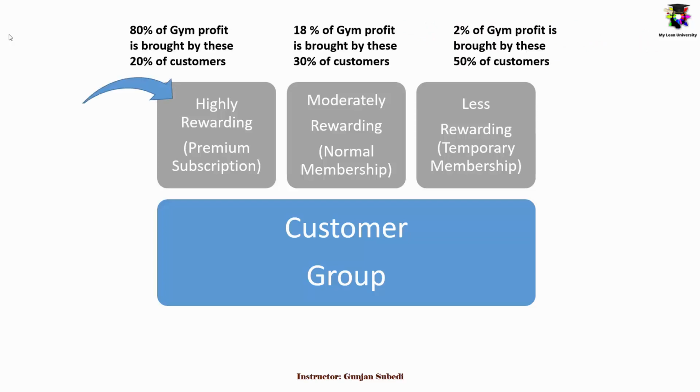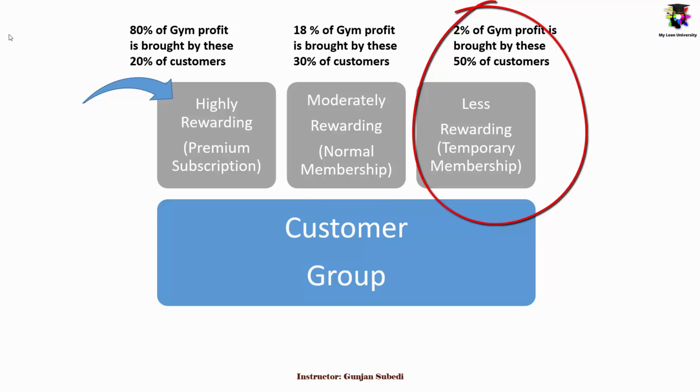Suppose you observe that 80% of the gym profit is brought by these 20% of the customers. So there are only 20% highly rewarding customers with the premium subscription. But the majority of the gym revenue is brought by these customers because they are paying higher. There are also moderately rewarding customers. 18% of the gym profit is brought by these customers. There are 30% by volume. And at last we have less rewarding customers. 2% of the gym profit is brought by these 50% of the customers.